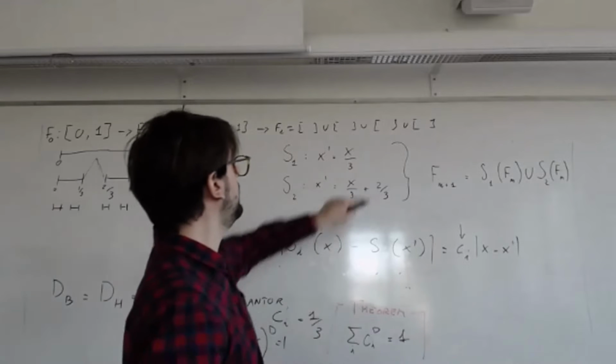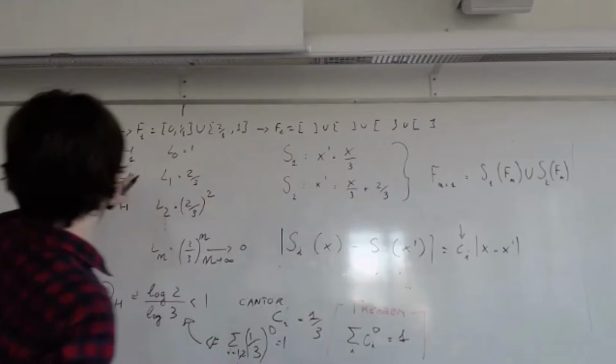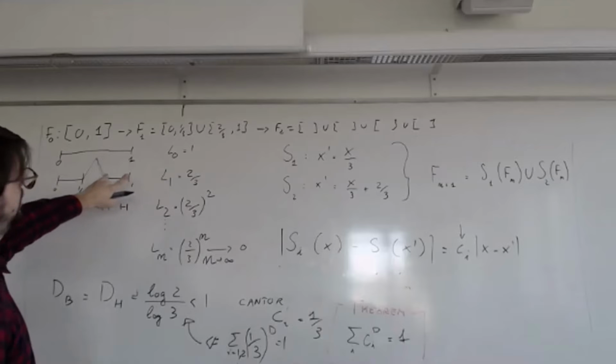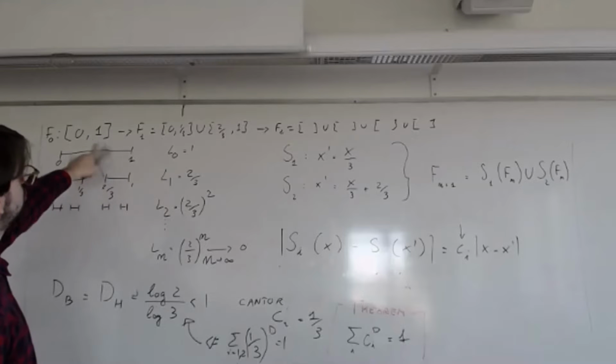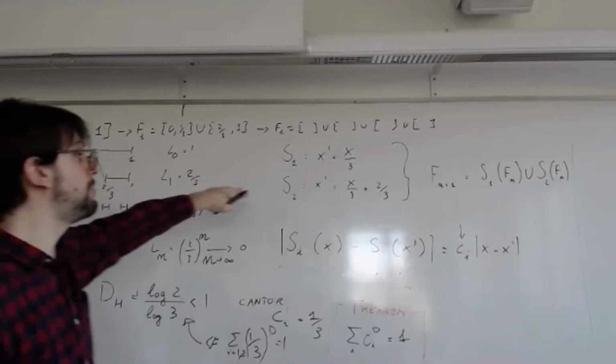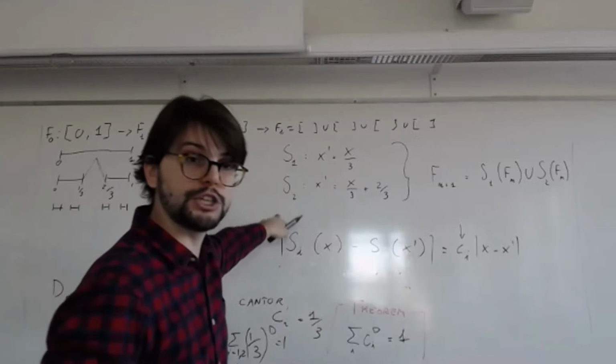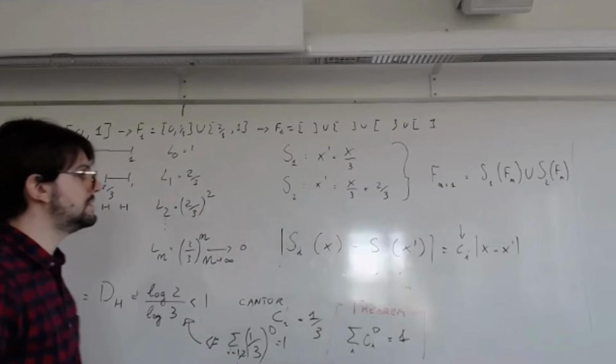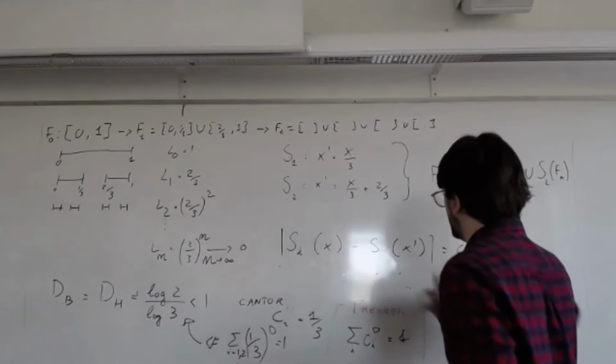So your map would be very similar. You take the interval 0, 1 and you split it at 1/3 and 2/3, and then you split into 2 other pieces. So you have 4 pieces, each of which has a 1/3 contraction. So let's delete this.